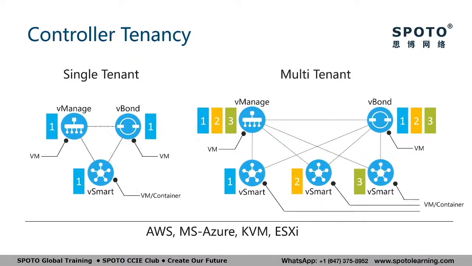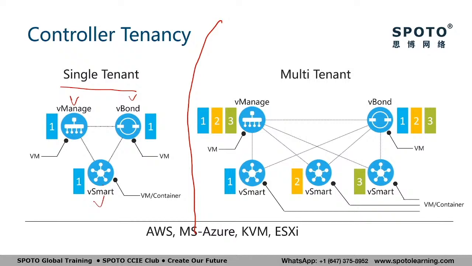For the controllers, there are 2 types. The first one is single tenant. For example, if the customer deploys this and manages this by themselves, it's probably a dedicated cluster. So this would be a single tenant model, because you have only one customer and you are the only user. This belongs to you. You have the vManage, vBond, and vSmart.